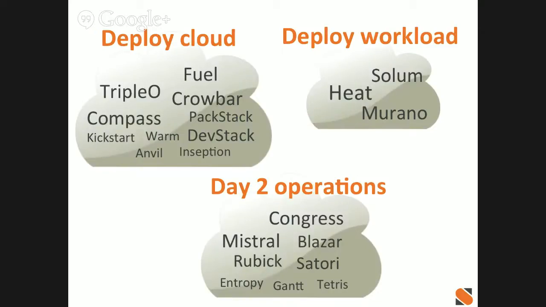So I split them into two groups. One is deploying the cloud: install, upgrade OpenStack cloud and bare metal. Another group is deploying the workloads: provision virtual machines, groups of virtual machines or applications on OpenStack cloud, and day 2 management automation. So all the tools that keep the cloud and the workload up and running.